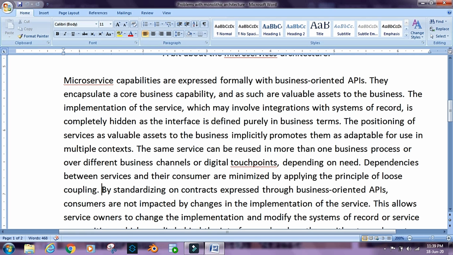And by standardizing on contracts expressed through business-oriented APIs, consumers are not impacted by changes in the implementation of the service. So the consumers are not really concerned about the implementation of the service or how the API works internally. All they're worried about is the contract. All they're worried about is the request that they send in and the response that they get as a result of running the API, right? So there's a certain contract that is agreed upon by the client and the service provider.